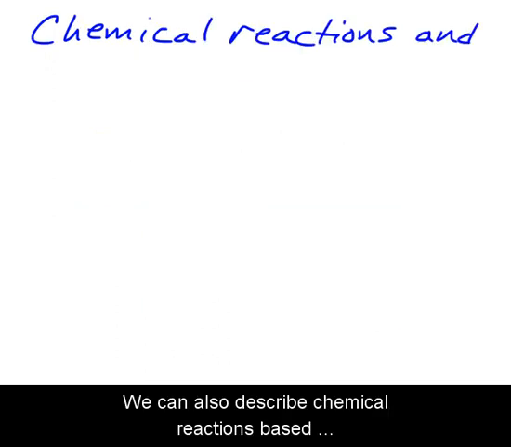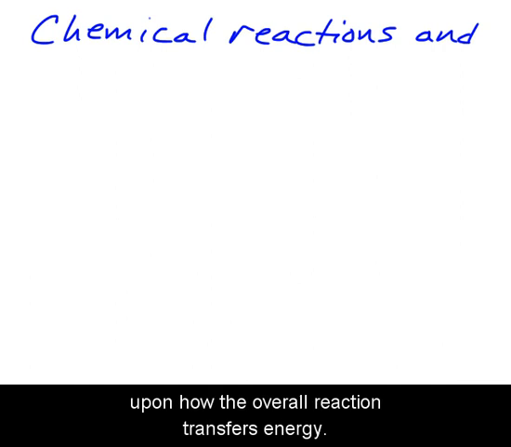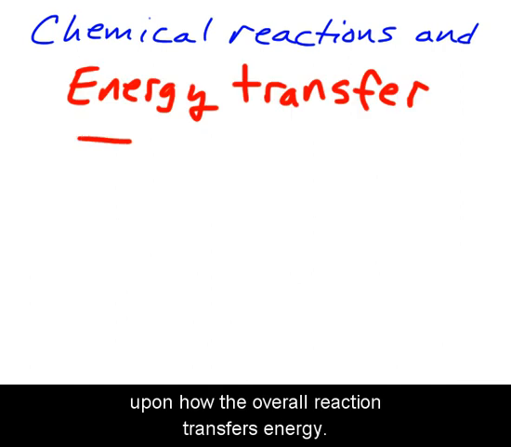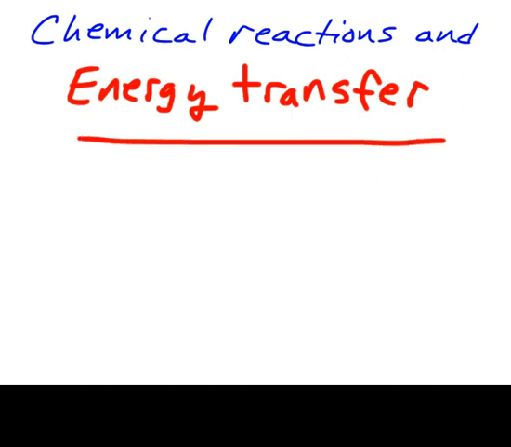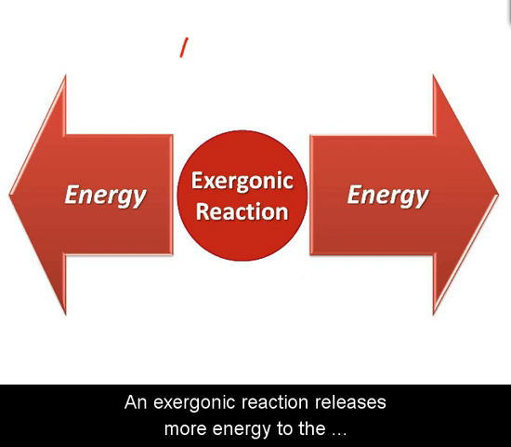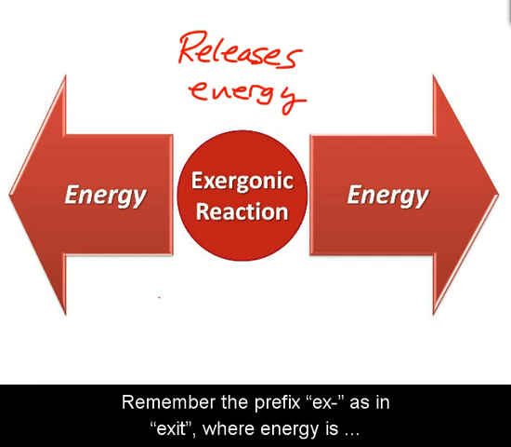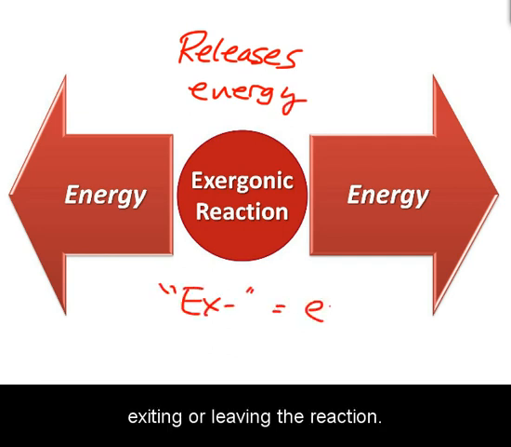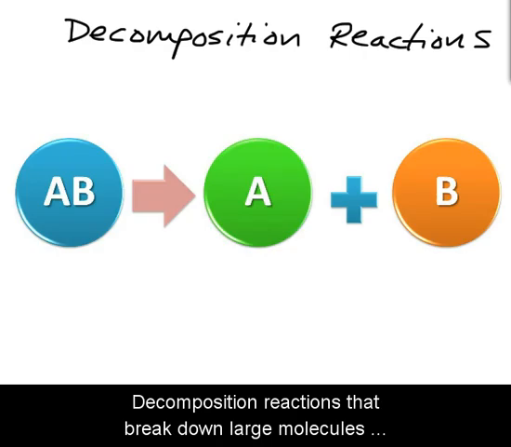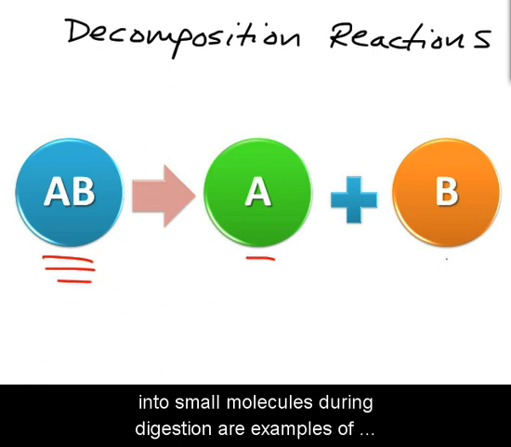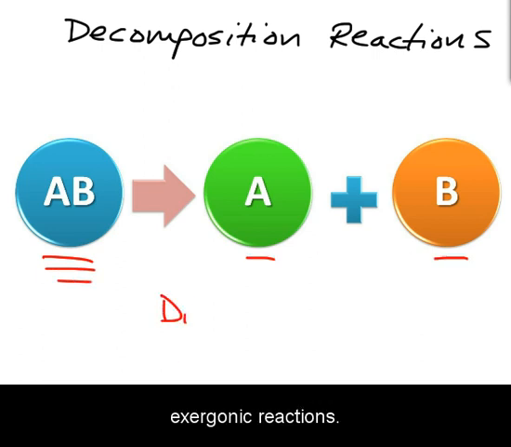We can also describe chemical reactions based upon how the overall reaction transfers energy. An exergonic reaction releases more energy to the surrounding environment than it absorbs. Remember the prefix "ex" as in exit, where energy is exiting or leaving the reaction. Decomposition reactions that break down large molecules into small molecules during digestion are examples of exergonic reactions.